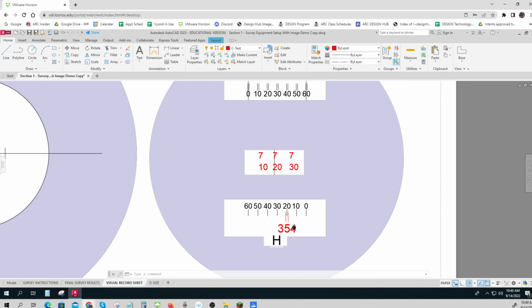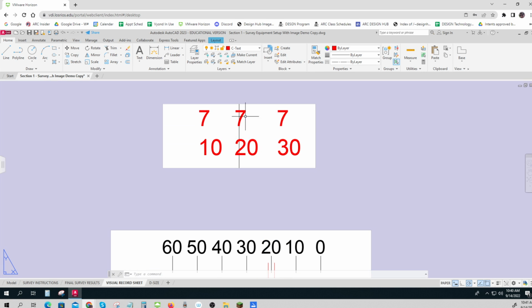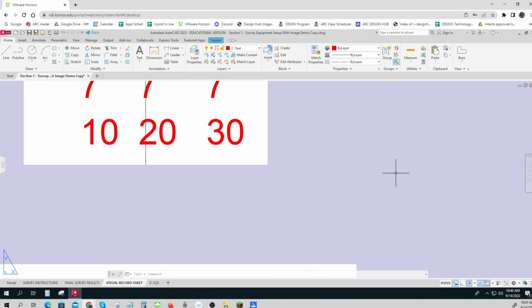The 27 comes up with the 20 being shown here. And you'll see the 7s lining up with 20s somewhere near the line. And again, this is just text. And this is text. So you just draw some text.